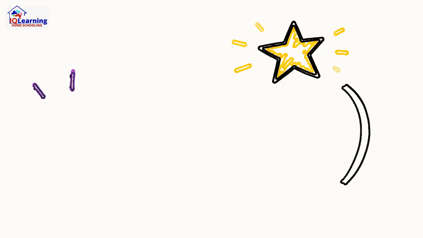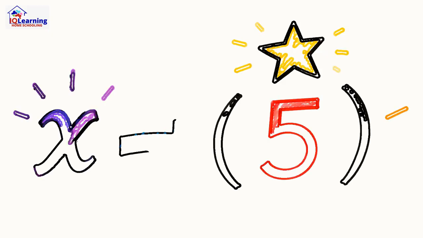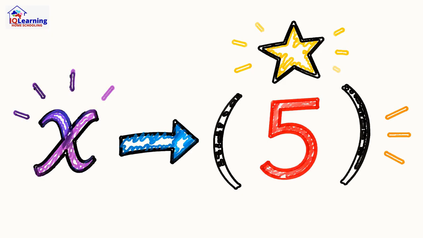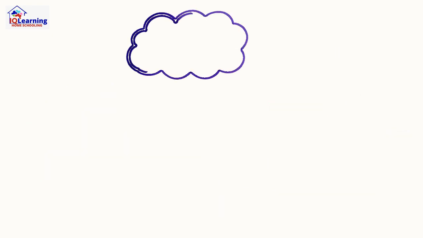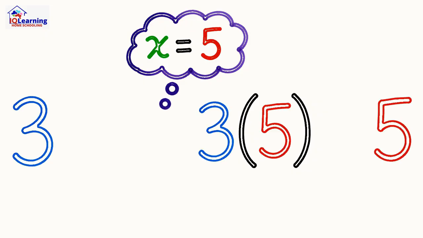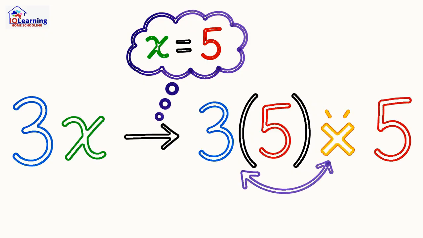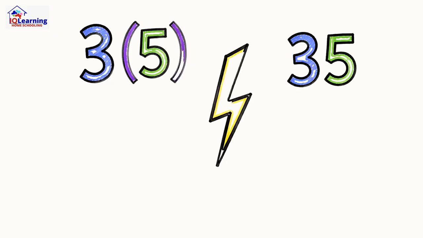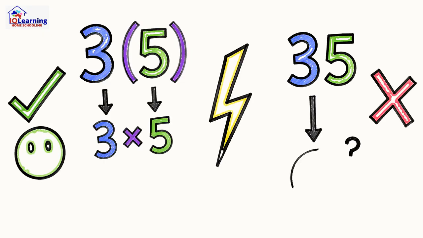To cook it up correctly, there are two golden rules. First, always use parentheses when you plug in a number. Let's say you have the expression 3x and x equals 5. Writing 3 times (5) makes it clear you need to multiply. Without the brackets, you might accidentally write 35, which is a totally different thing.